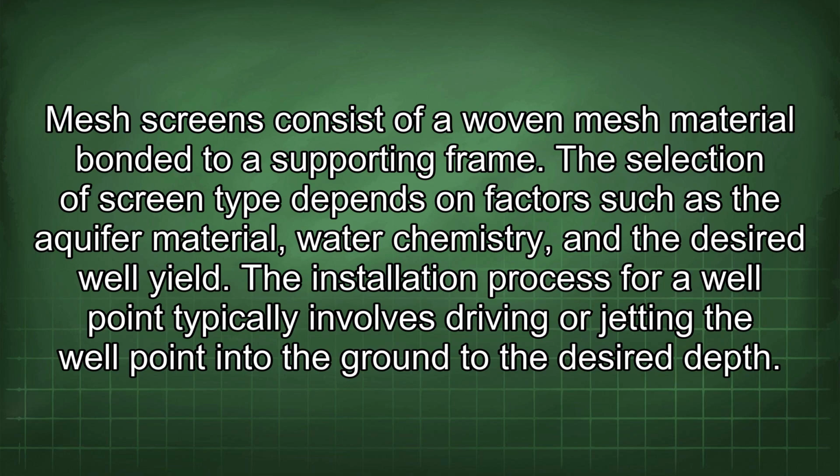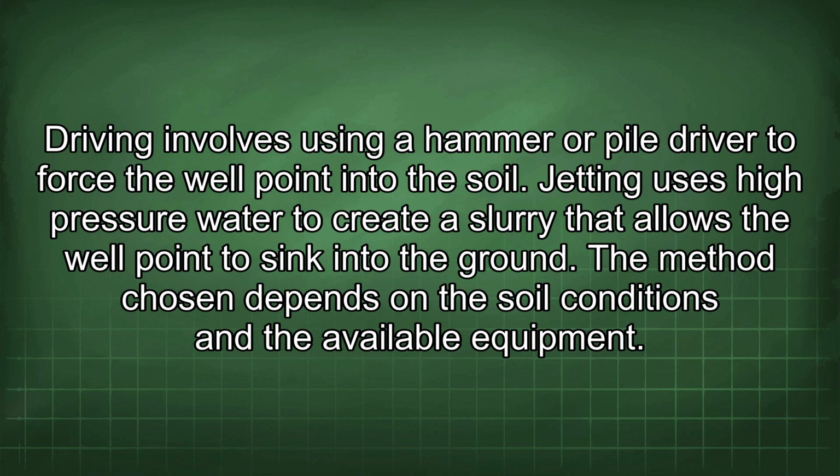The installation process for a well point typically involves driving or jetting the well point into the ground to the desired depth. Driving involves using a hammer or power driver to force the well point into the soil. Jetting uses high-pressure water to create a slurry that allows the well point to sink into the ground. The method chosen depends on the soil conditions and the available equipment.